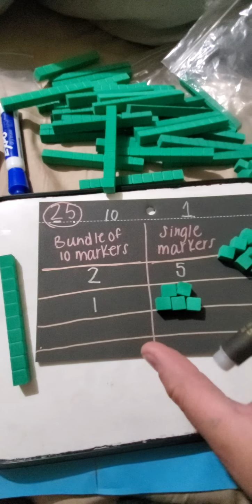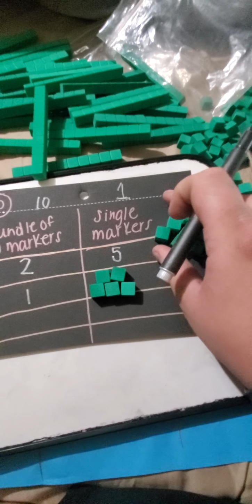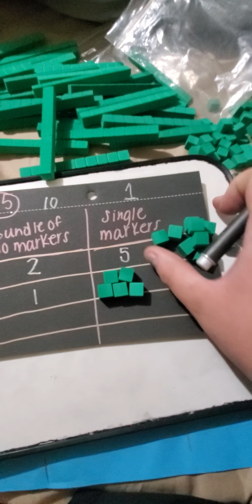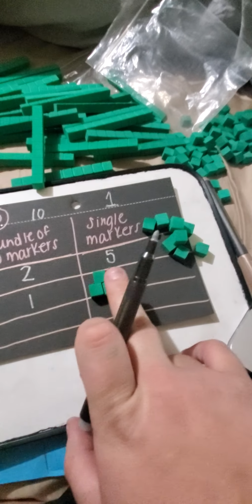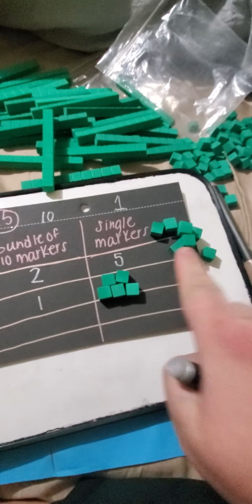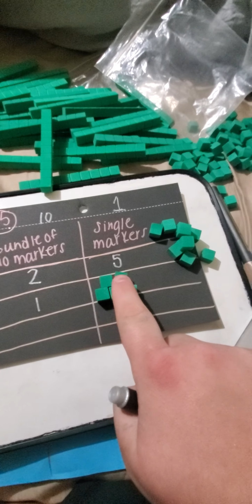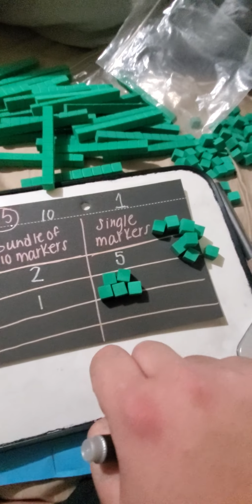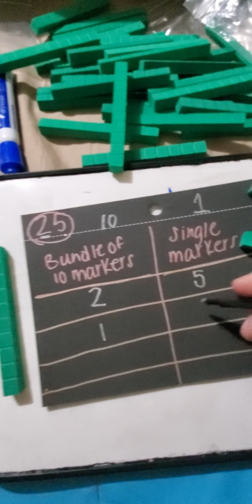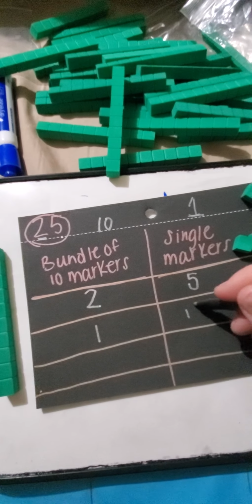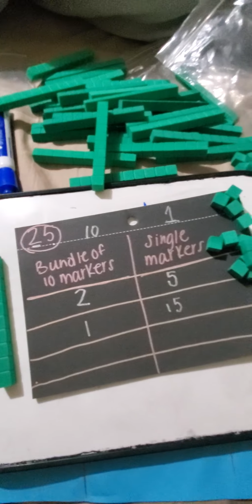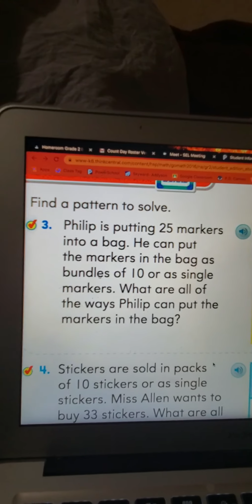So we have, let's see, we have 10 here, remember, because this is the 10 that we broke apart into 10 ones. So 10 and 1, 2, 3, 4, 5. So 10, 11, 12, 13, 14, 15. So we have 1 ten and 15 ones. Okay? But remember, the directions were find a pattern.